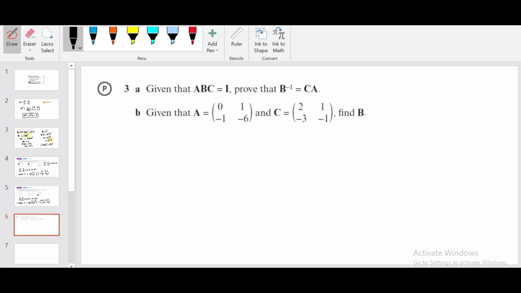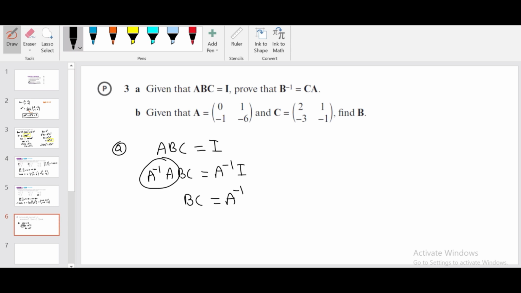Question number 3. Given that ABC is equal to I, the identity matrix, prove that B inverse is equal to CA. It's given ABC is equal to I. I'm going to multiply both sides by A inverse now. A inverse ABC is equal to A inverse I. This A inverse and A becomes I. IBC. The I will disappear, because I times a matrix will be the same matrix. So BC is equal to A inverse. And then we need to prove B inverse is equal to CA.